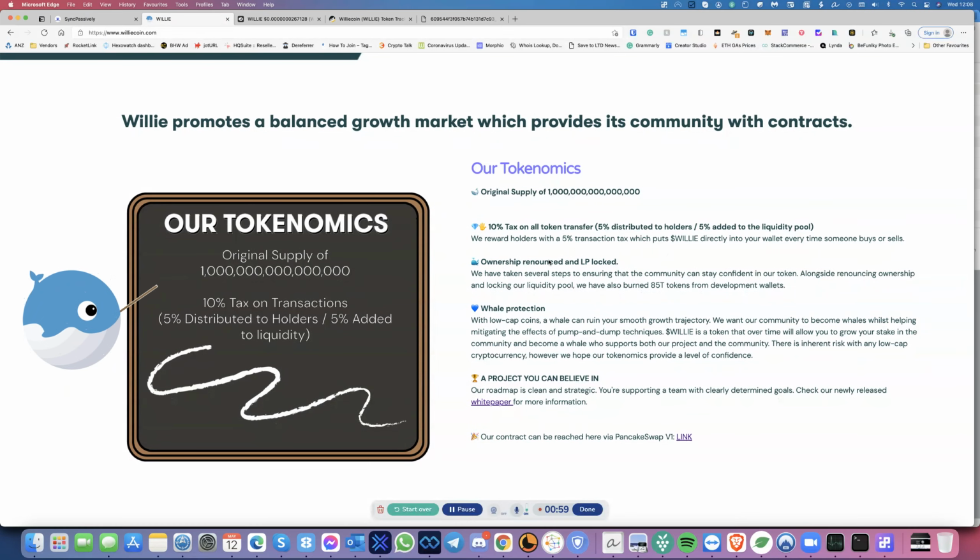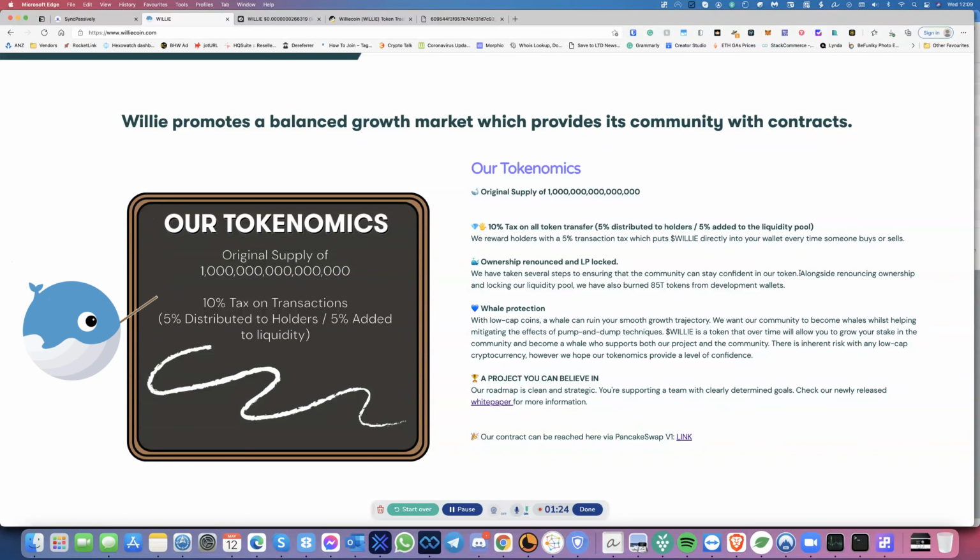And the important thing is their ownership is renounced and the liquidity pool is locked. So we've taken several steps to ensure that the community can stay confident in our token. Alongside renouncing ownership and locking our liquidity pool, we've also burnt 85 trillion, I guess, tokens from developer wallets.